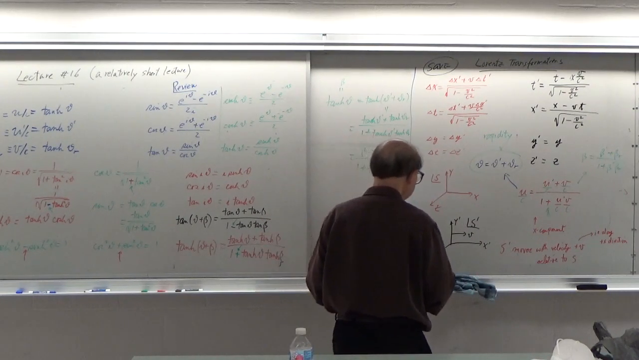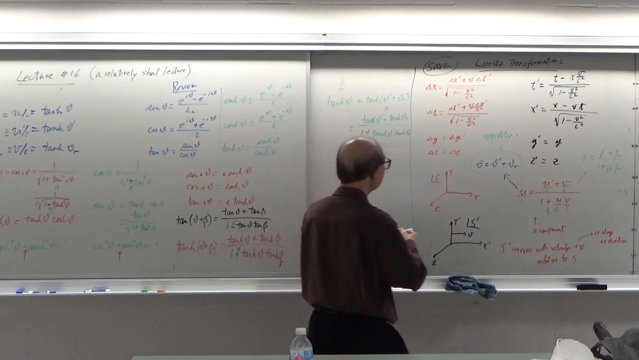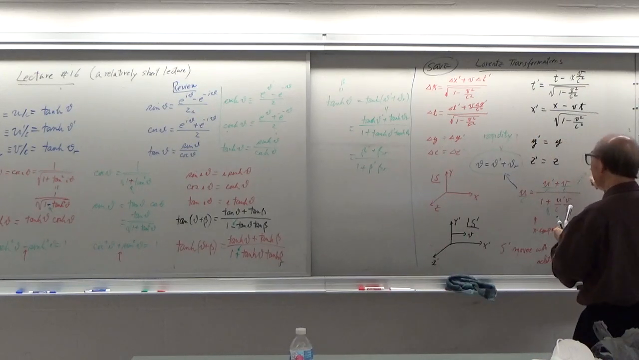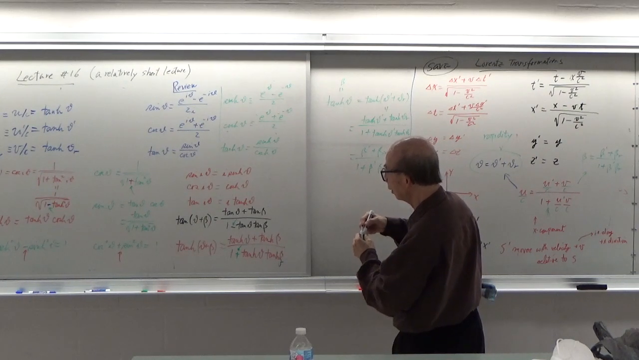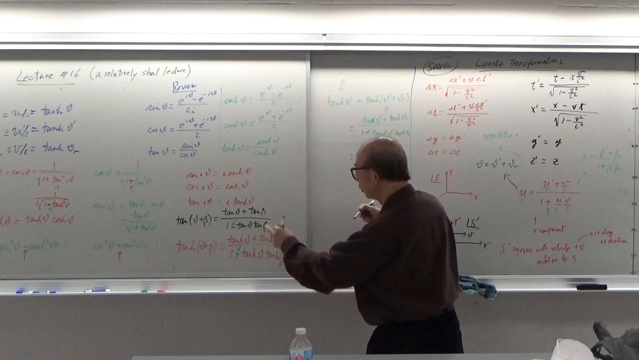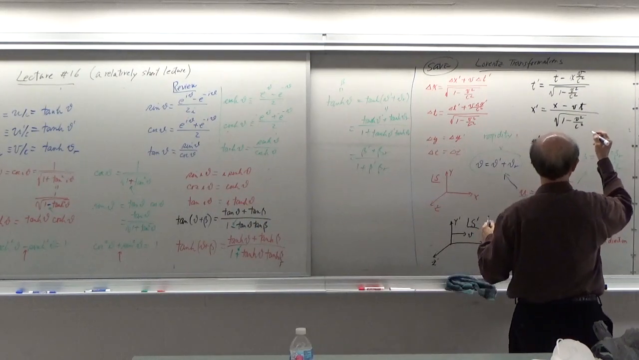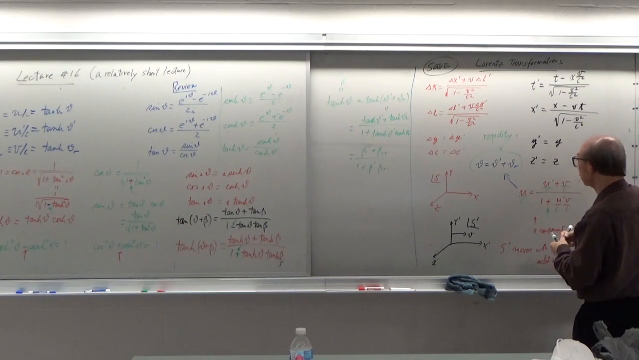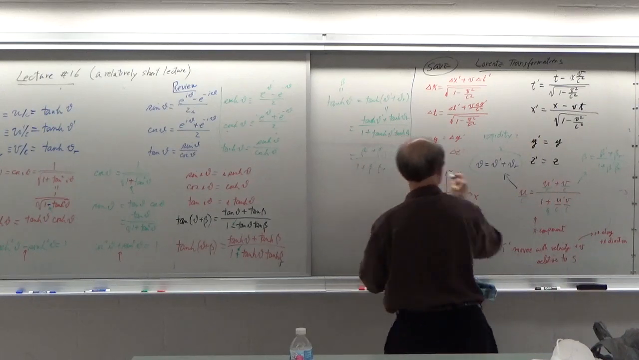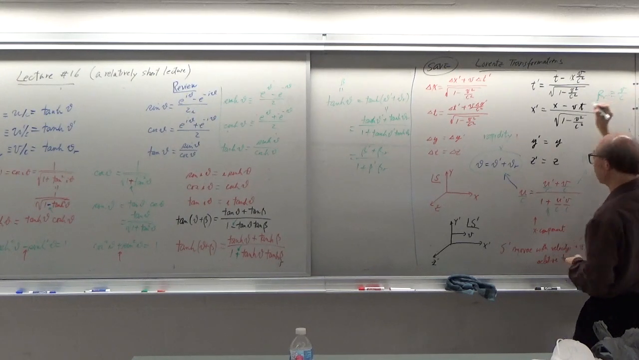And at this point, let me also take the opportunity to introduce beta sub r. Let me write this down here. Maybe I should use a different color. Beta sub r is defined to be v over c.